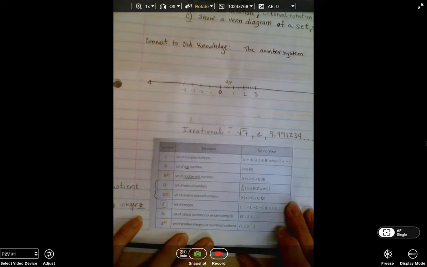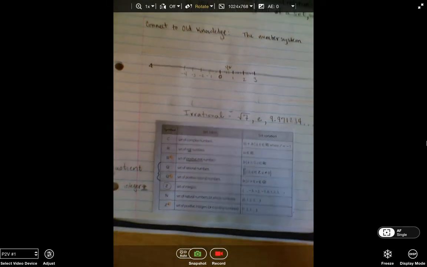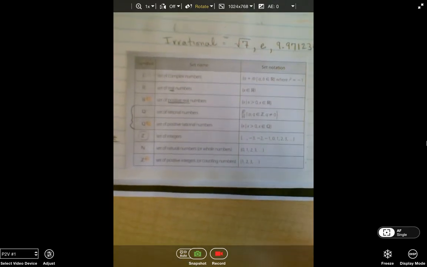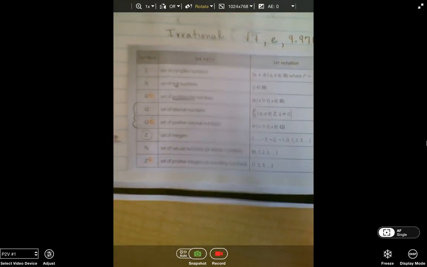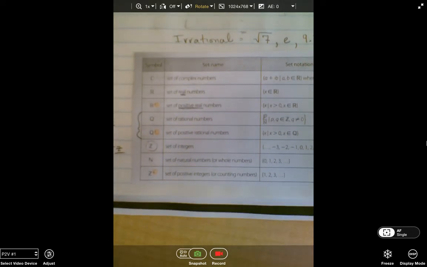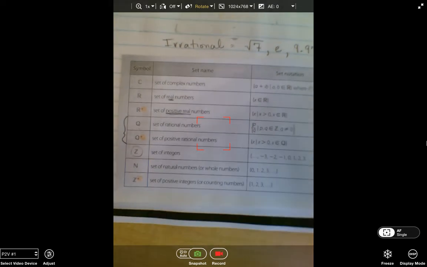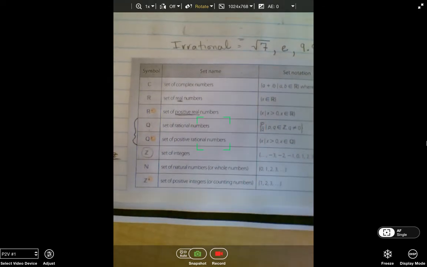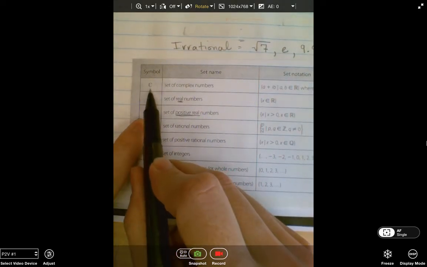Let's look here at this little visual. If you want to pause it and copy those down, you can. Let's see if we can get it to be clearer. Something to be aware of.